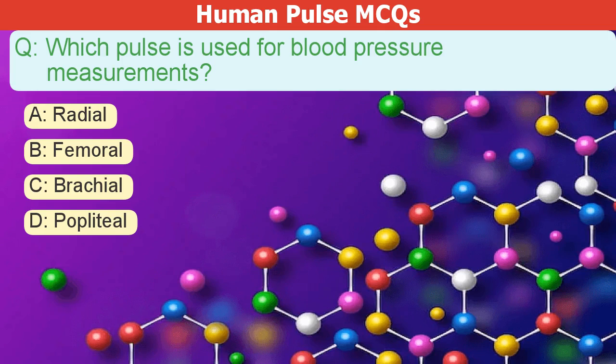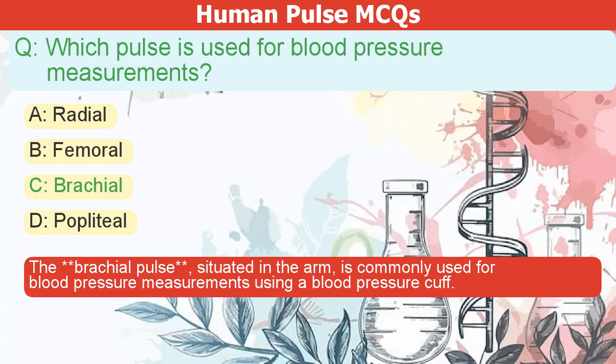Which pulse is used for blood pressure measurements? A. Radial. B. Femoral. C. Brachial. D. Popliteal. The correct answer is C. The brachial pulse, situated in the arm, is commonly used for blood pressure measurements using a blood pressure cuff.